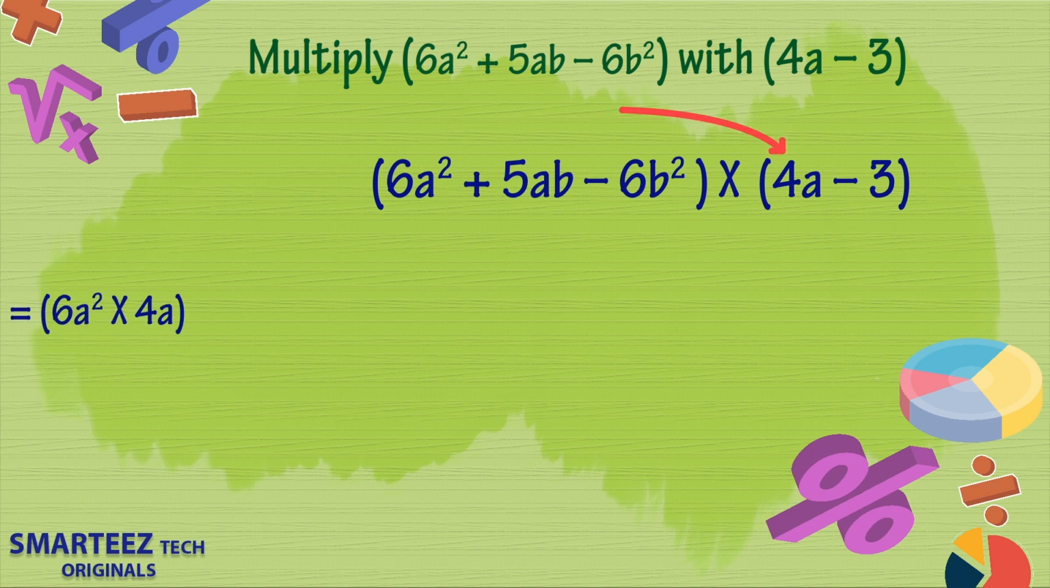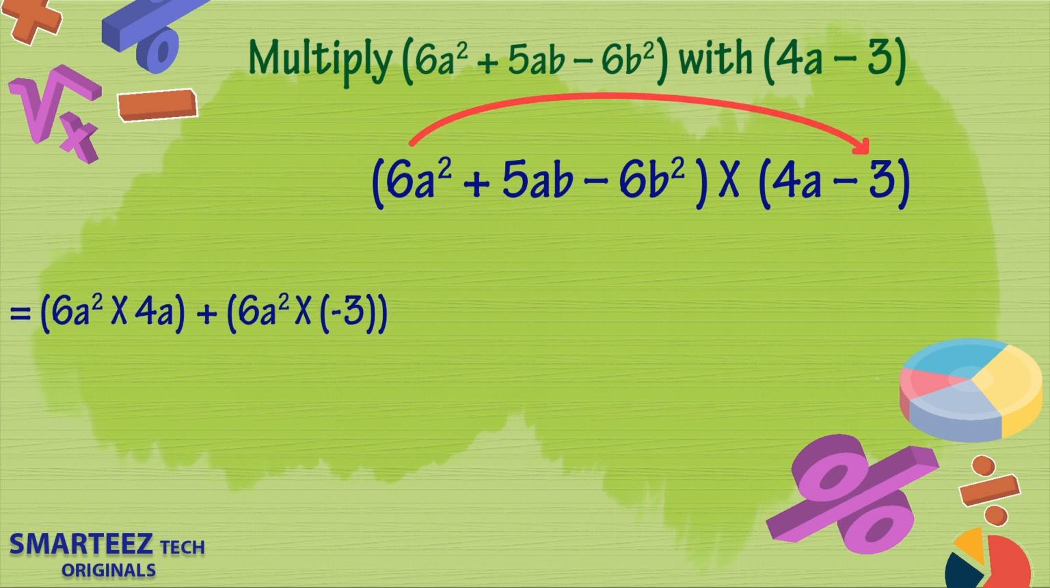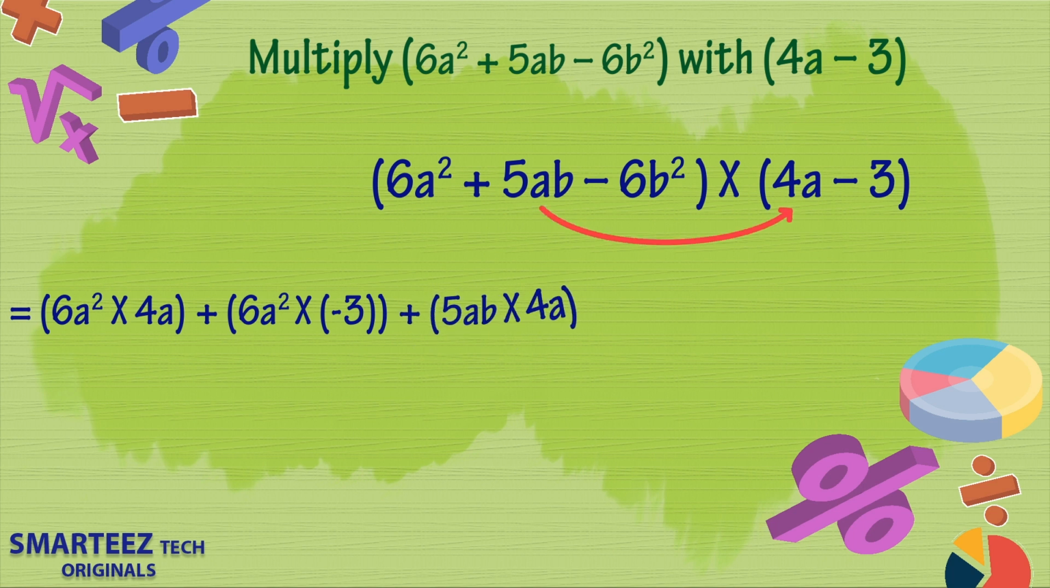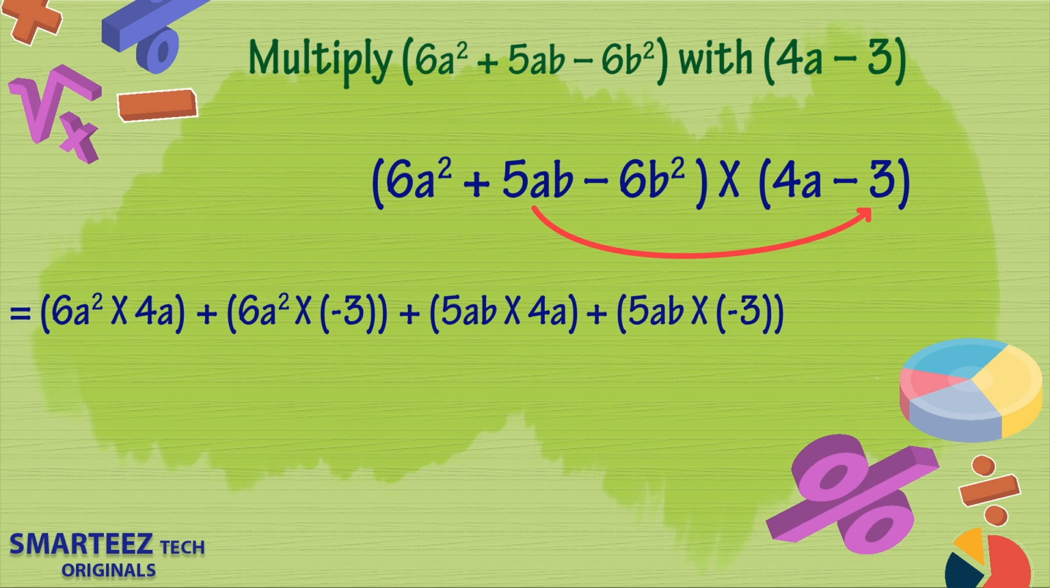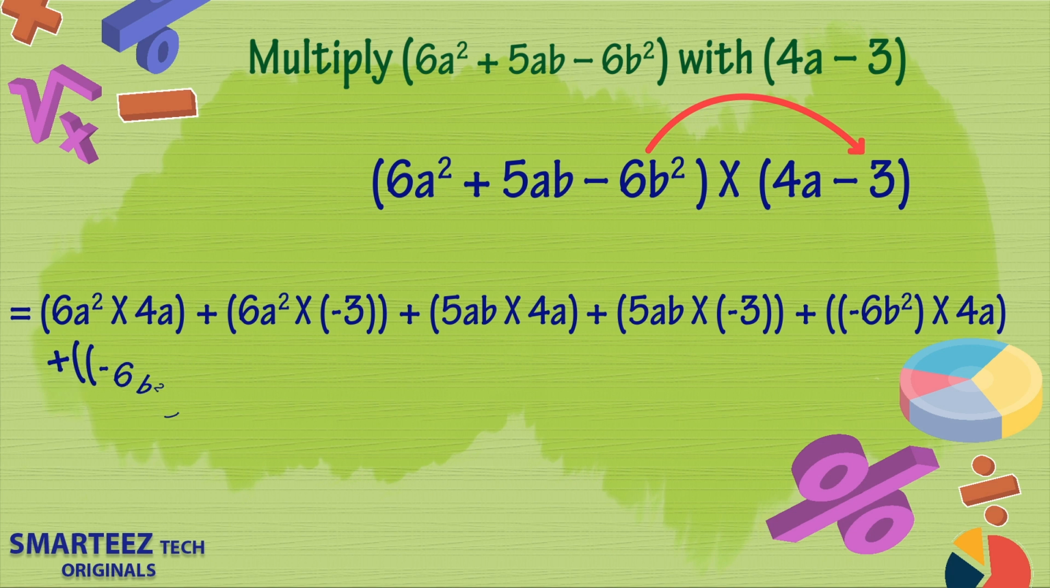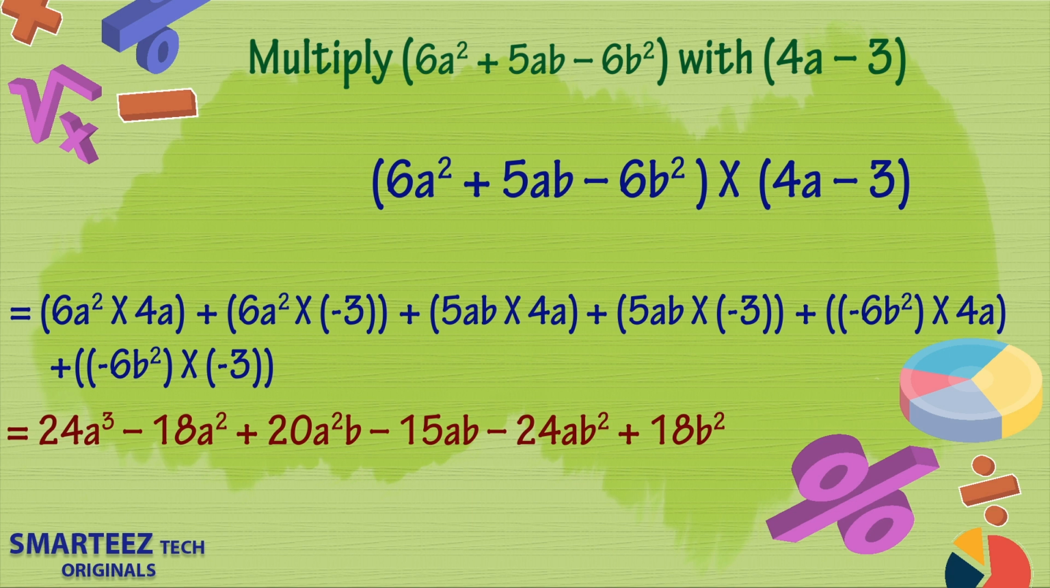That's 6a squared times 4a plus 6a squared times negative 3 plus 5ab times 4a plus 5ab times negative 3 plus negative 6b squared times 4a plus negative 6b squared times negative 3, which equals 24a cubed minus 18a squared plus 20a squared b minus 15ab minus 24ab squared plus 18b squared. There is no further simplification possible. That's all we have on multiplication of higher degree polynomials.